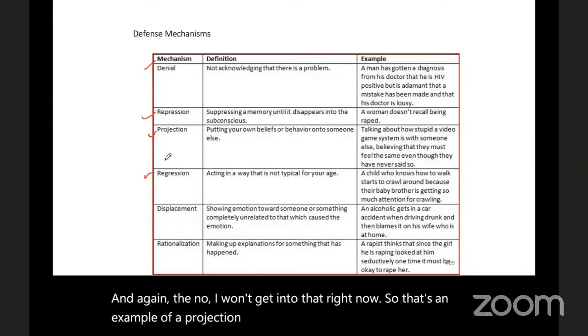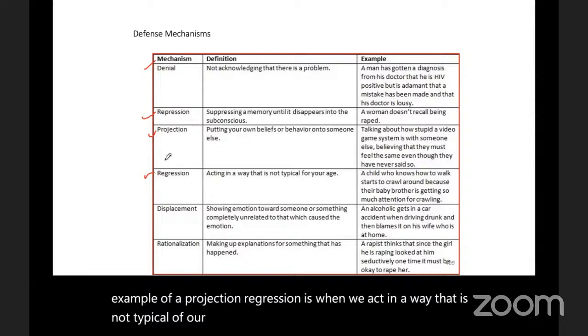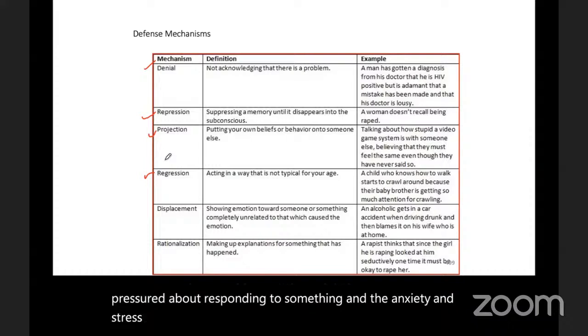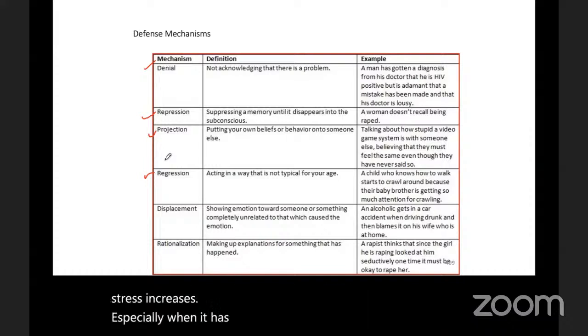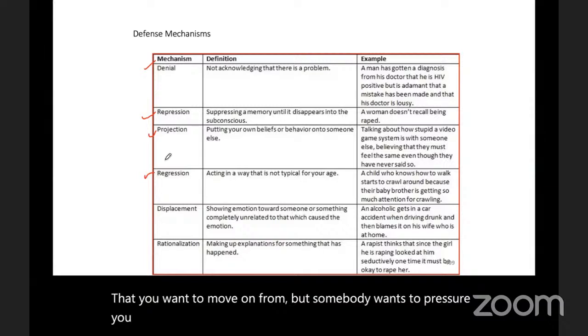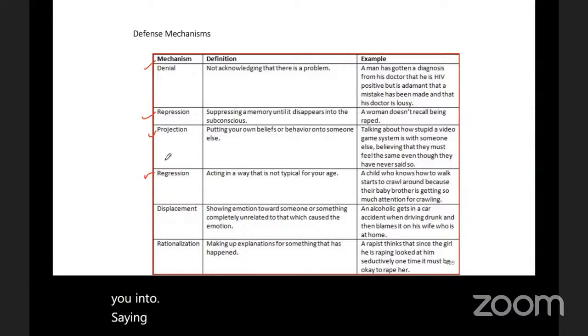Regression is when we act in a way that is not typical of our age. We tend to do this when we're feeling pressured about responding to something, and the anxiety and stress increases, especially when it has to do with something traumatic that you want to move on from, but somebody wants to pressure you into saying things.